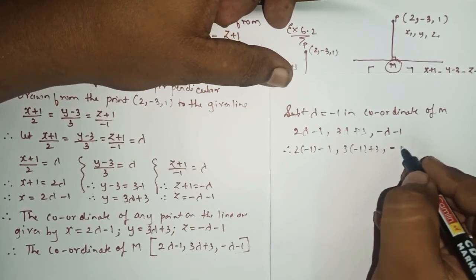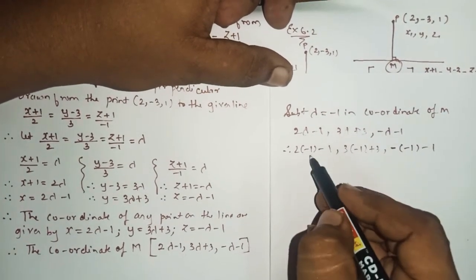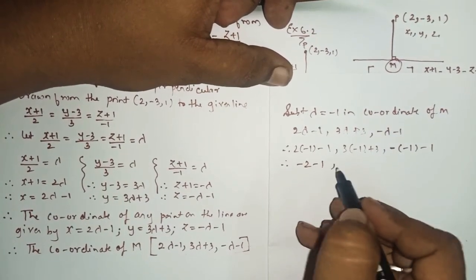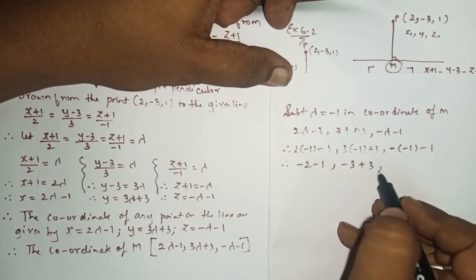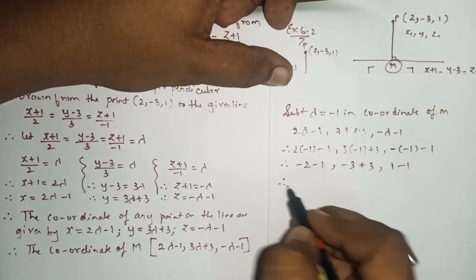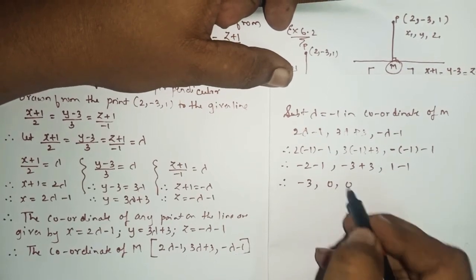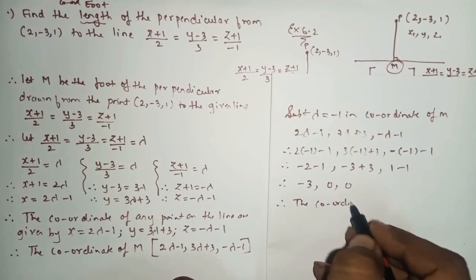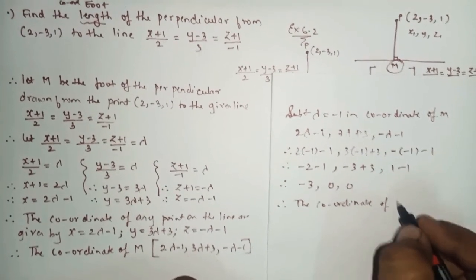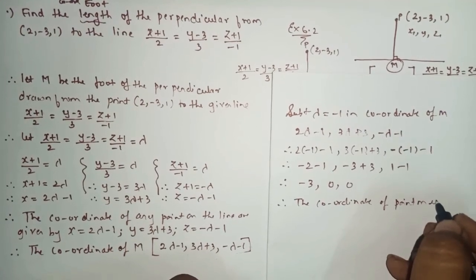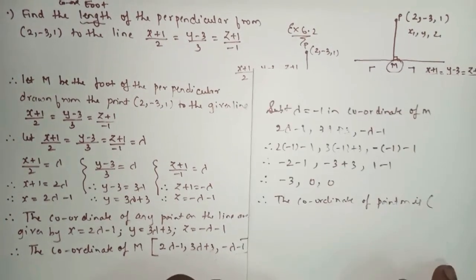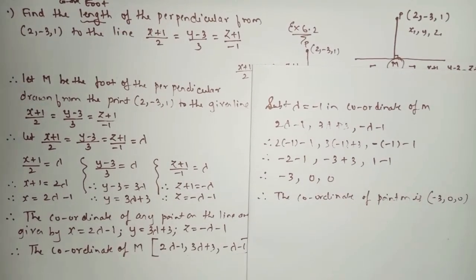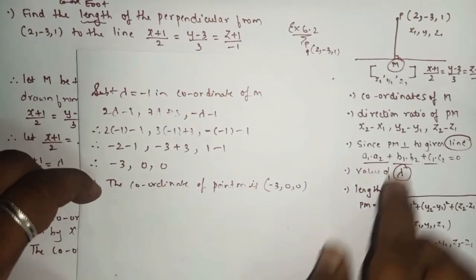Lambda is minus 1. So this will be minus 2 minus 1, that is minus 3. This will be minus 3 plus 3, and this will be 1 minus 1. So here we got minus 3, 0 and 0. So the coordinate of point M is minus 3 comma 0 comma 0. So now we got the coordinate of M.